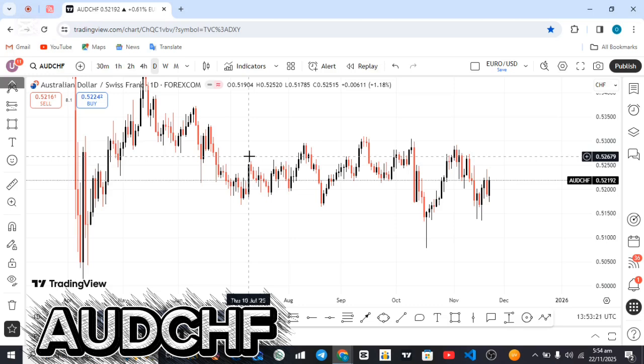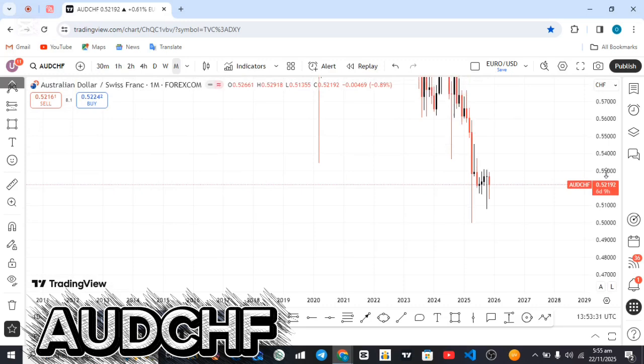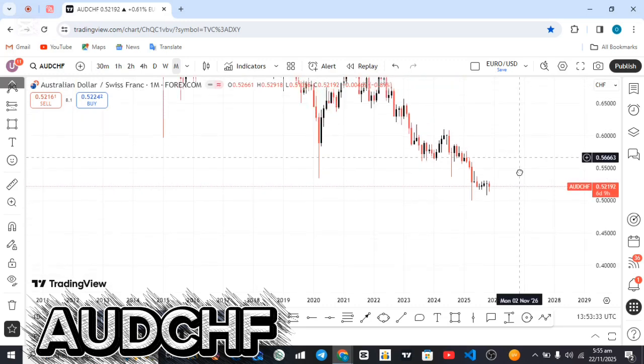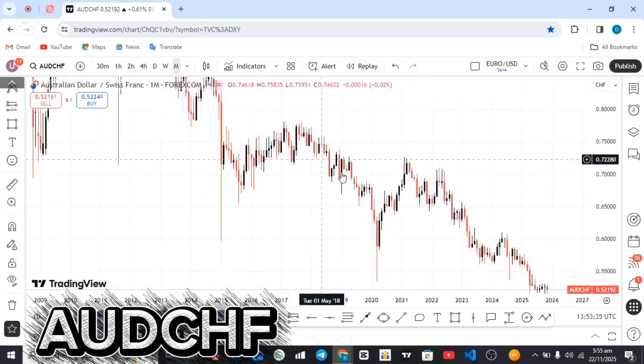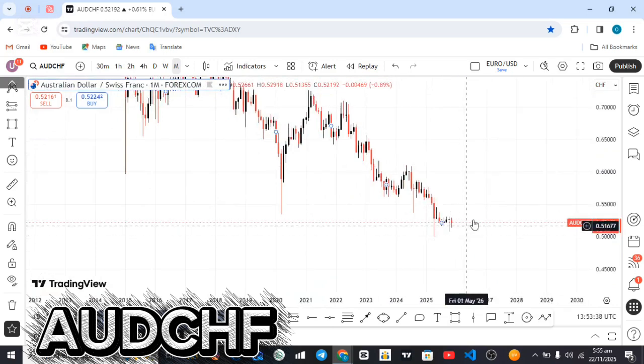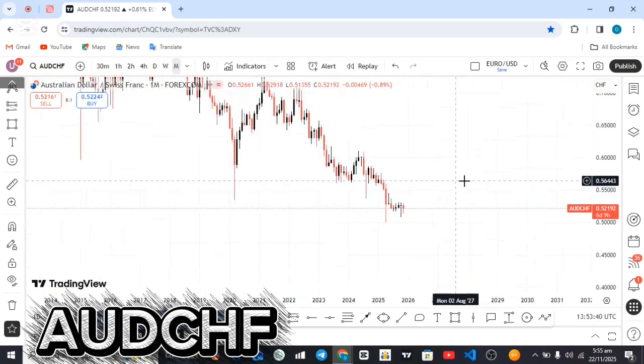So here on AUDCHF, let's break it down to understand where it will go for a very long period of time. We go to the monthly time frame to try and understand what AUDCHF will do. We can see that AUDCHF is bearish. Price has been selling for a very long period of time.